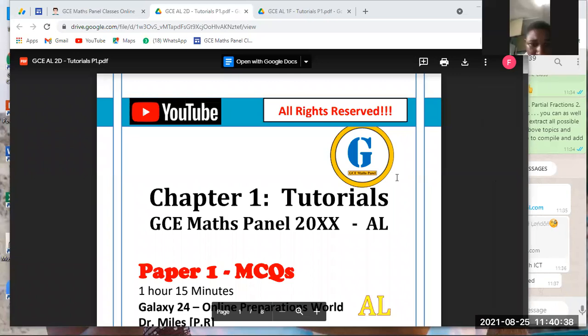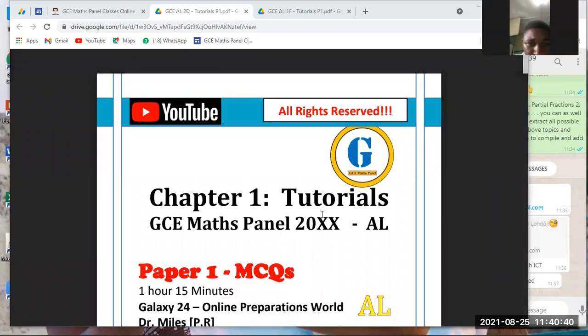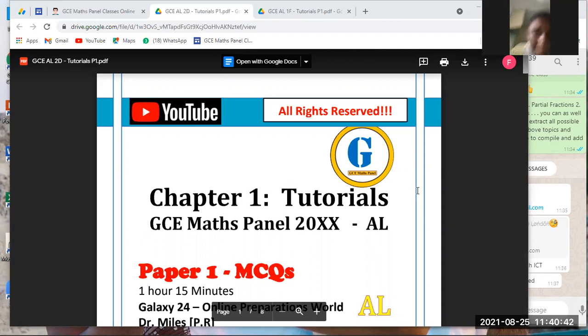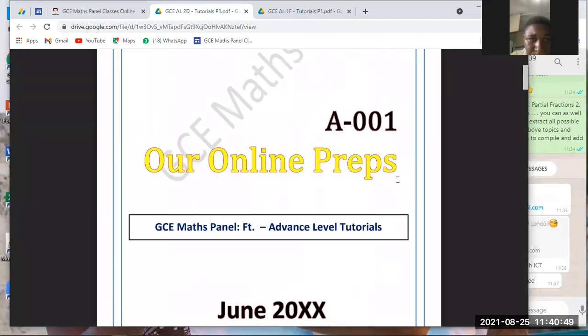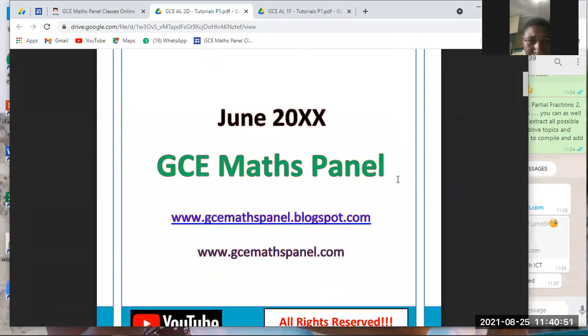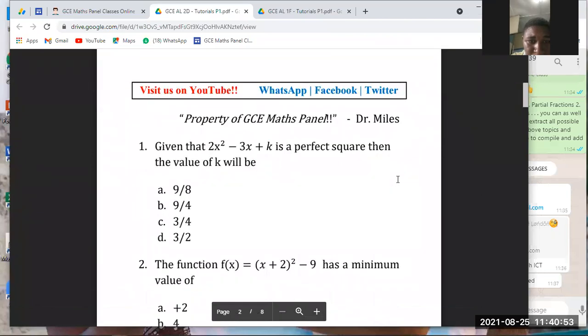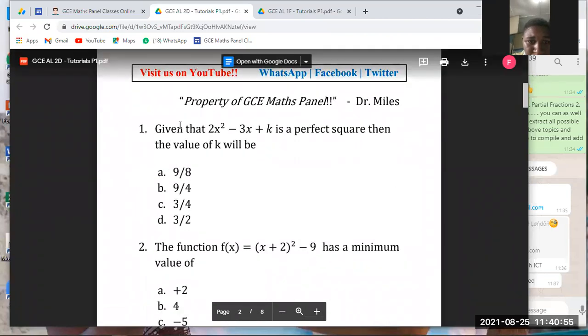We'll just continue. So this is the second tutorial. I'm sorry, it is titled tutorial 1 again. This is chapter 2, and this tutorial is on quadratics. So we are going to look at a revision of everything we did on quadratics in this particular question. So we begin with the first question.